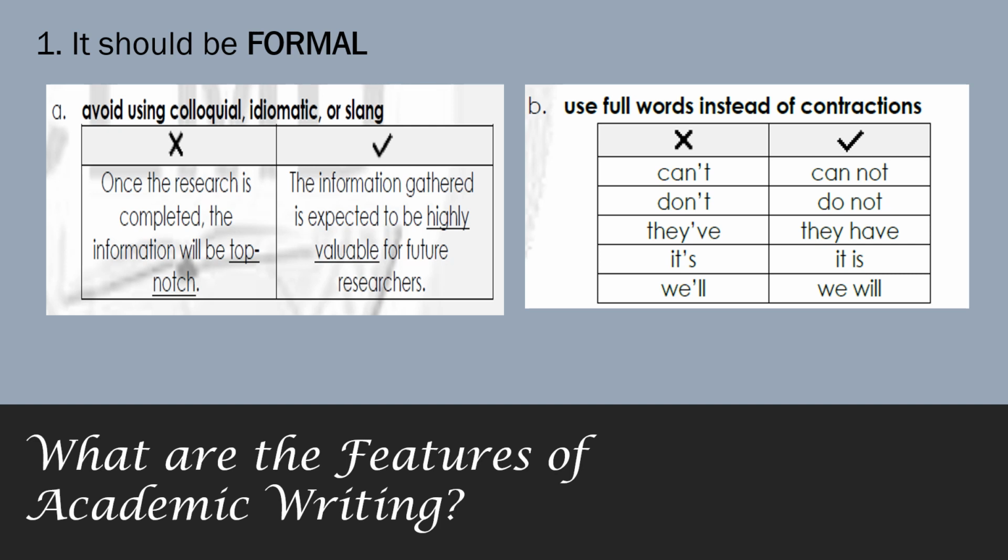Letter B, characteristic: use full words instead of contractions. So, when we say contractions, hindi natin pinaliliit. Bawal daw ang can't. It should be cannot. Bawal ang don't. It should be do not. Bawal ang they've. It should be they have. It's. It should be it is. We'll. It should be we will. So, again, first, dapat ay formal. Paano maging formal? Bawal gumamit ng colloquial, bawal gumamit ng idiomatic and slang words, and bawal din ang contractions.